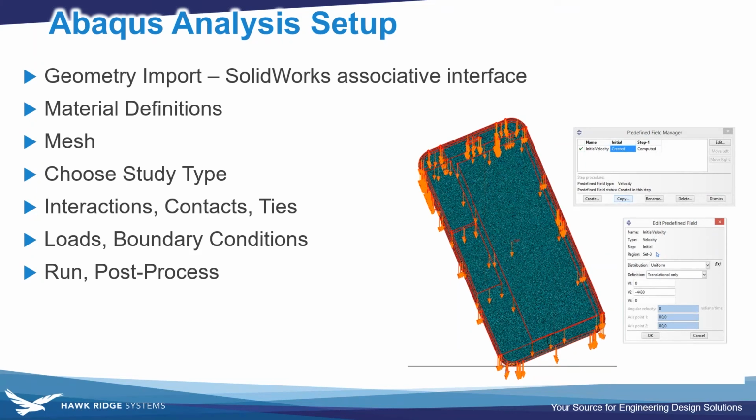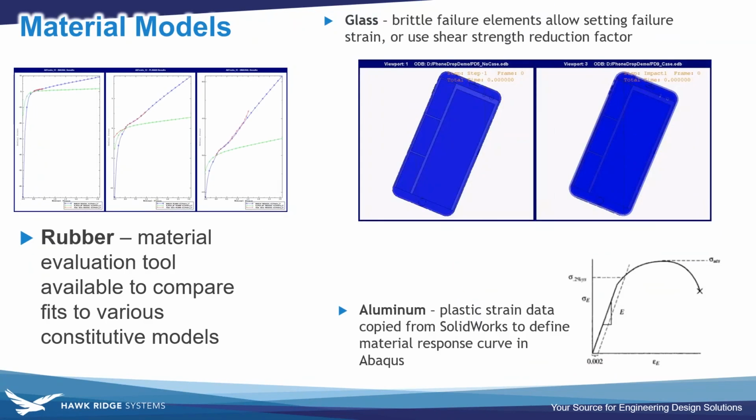So I'm going to walk through the basics of setting up an analysis in Abaqus. The general workflow is that you'll bring in your geometry from CAD. You'll set some material definitions, mesh, choose what type of study you're doing, tie the parts together, apply your loads and boundary conditions, and then do your run and post-process. So in the example here, we're looking at the phone drop that you saw on the previous slide where your initial boundary condition is that it's got an initial velocity towards the floor.